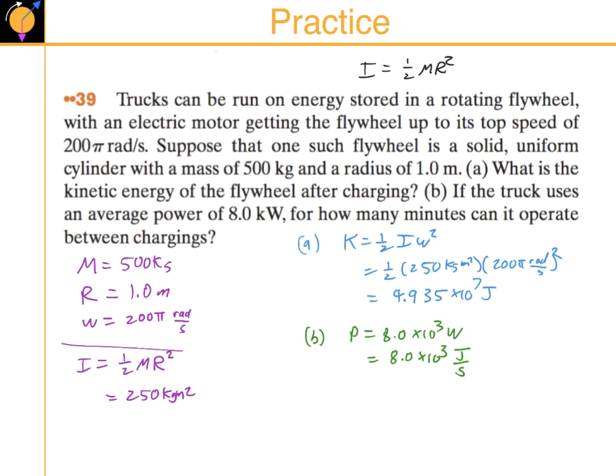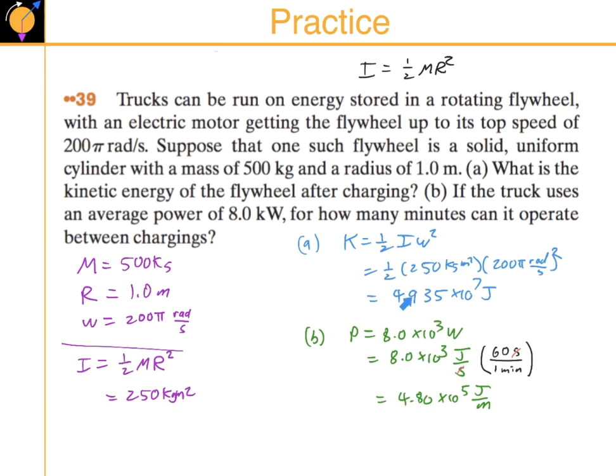All right, and since it's asking us how many minutes can it operate between chargings, I'd like to rewrite this as joules per minute. So I'm just going to add a little conversion factor here. I'm going to say, well, 60 seconds is equal to 1 minute. And I can see how the seconds cancel out, and I'll end up with joules per minute. When I perform that calculation, I get about 4.8 times 10 to the 5 joules per minute. So that's how much energy per minute it uses.